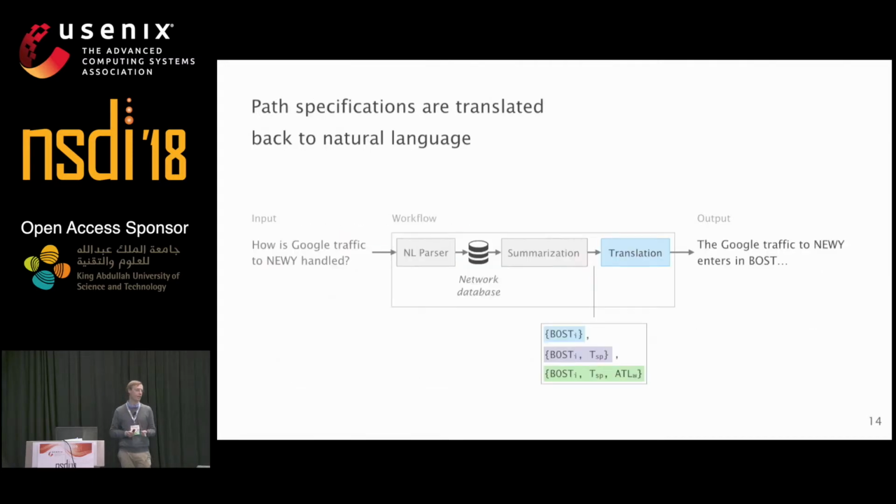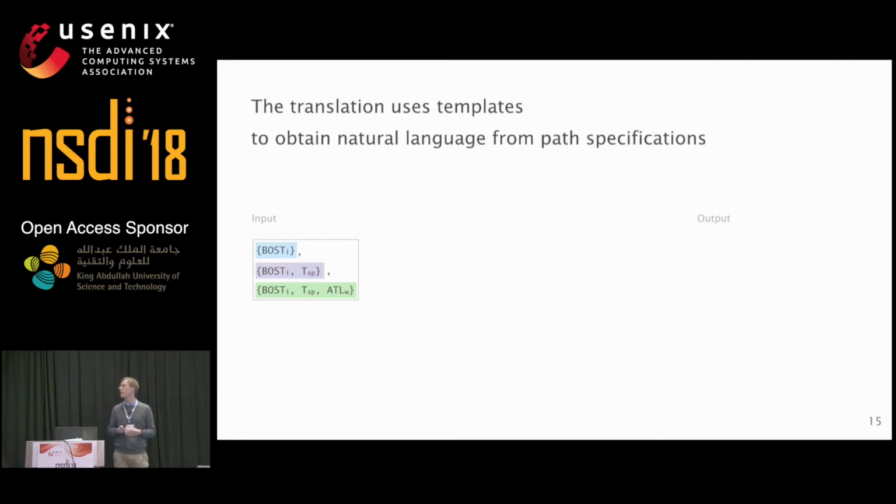And in the very last stage of Net2Text, we simply map this abstract summary back to natural language. And this is done using a template-based approach. So we have sentences with holes, and we try to fill in those holes with information from the question of the operator and with information we got through the summarization phase.